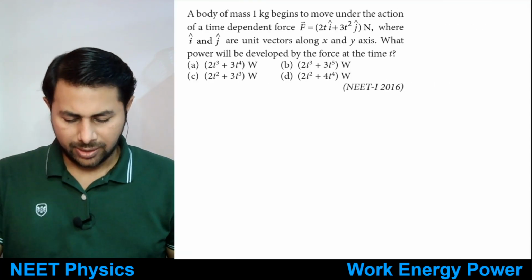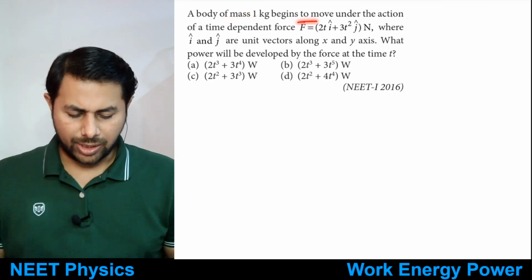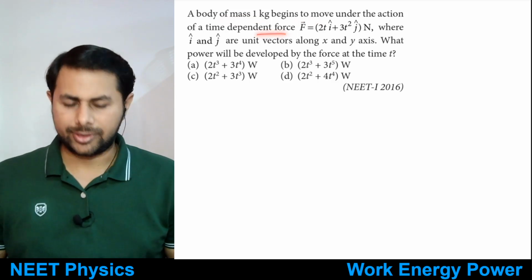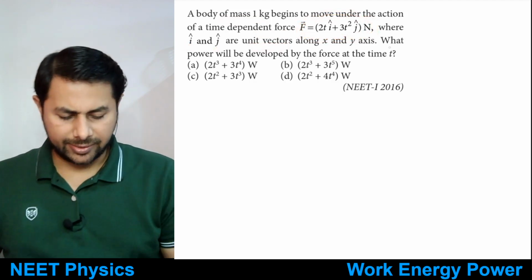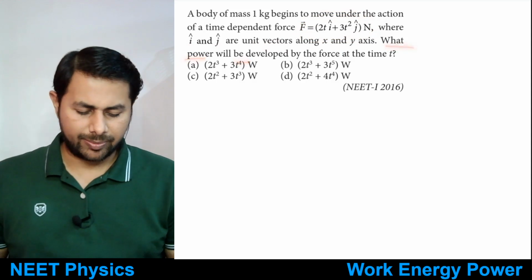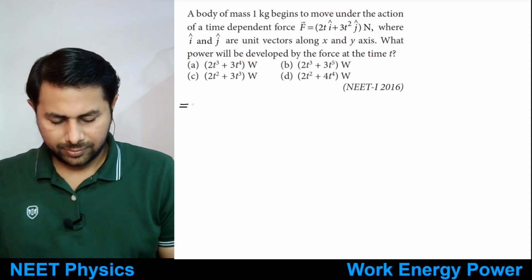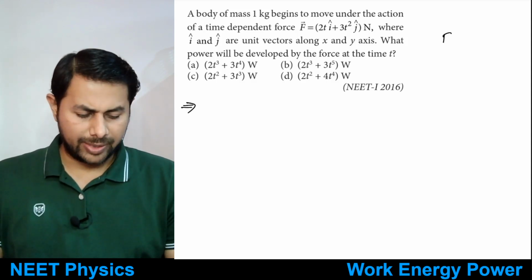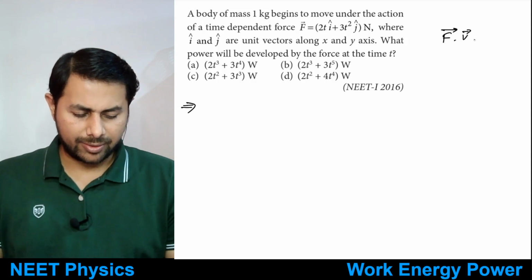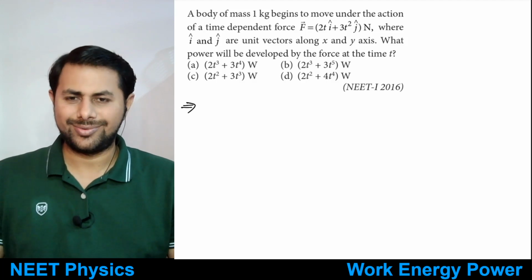So let's see this one. A body of mass 1 kg begins to move under the action of a time dependent force, where i cap and j cap are unit vectors along the x and y axis. What power will be developed by the force at time t? Tell me. Basically you want to find F bar dot v bar. So how can we find it? Only force is given.